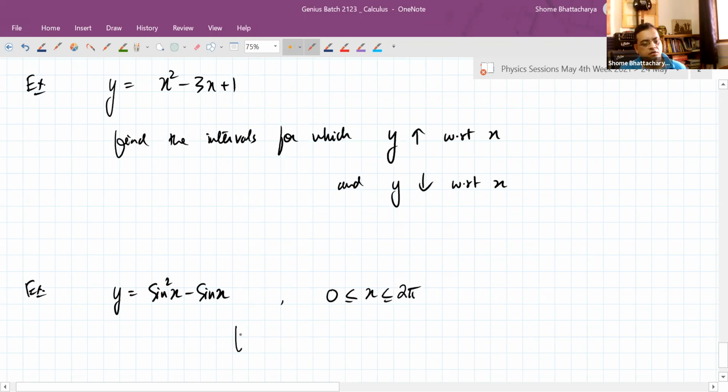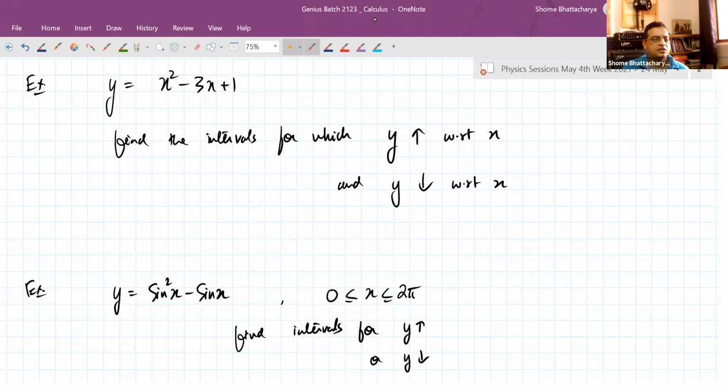So find again the intervals for y to increase or y to decrease. Okay, just give both of these a quick try. We'll discuss. Yes, Nishya, this is also called the Wavy curve method. I think that is the technical name for it in algebra. Okay, so just give it a try, these two questions.